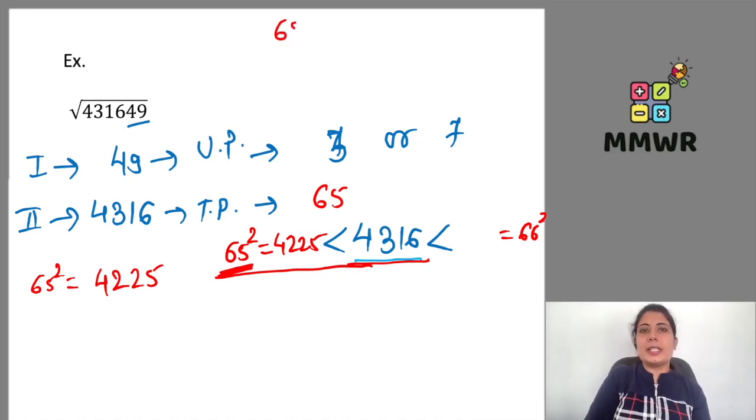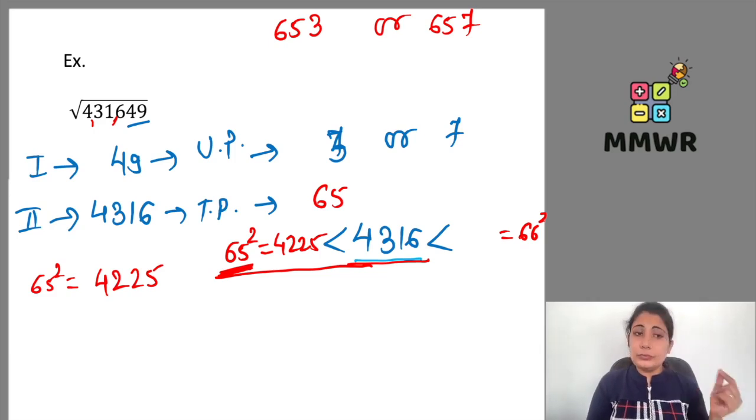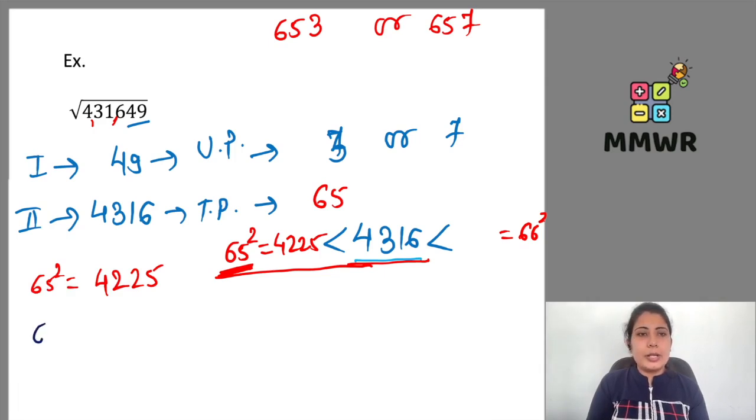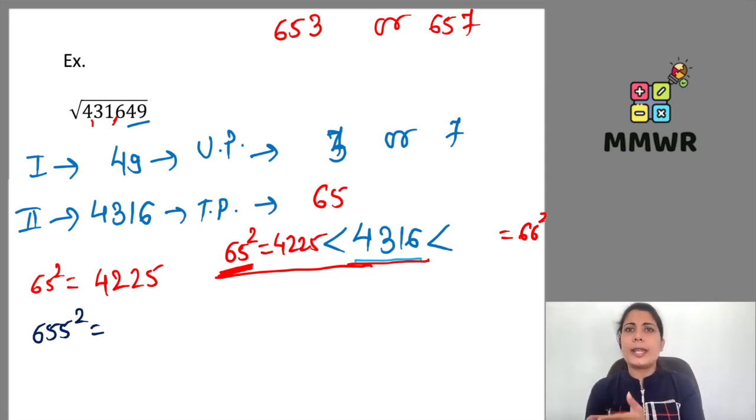That means the possibility for the square root of this 4,31,649 will be 653, or it can be 657. What is it exactly? For that we need to check 655 square. So two methods are there. You can either find the square of 655 first to decide the range, whether it is 653 or 657, and then directly find its square, or you can find the square of 653 as well as 657.